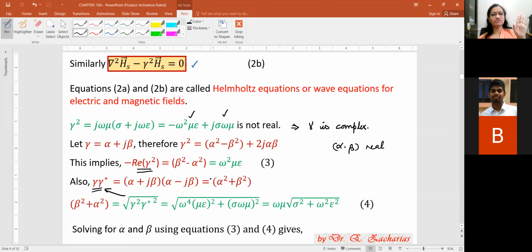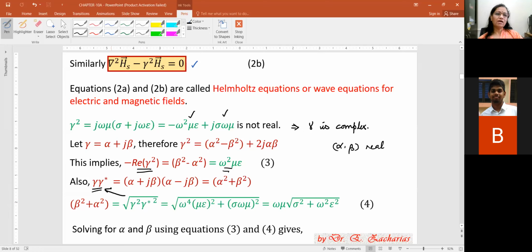The crux of it is this much. I want to get my alpha and beta. To get alpha and beta, first I'm getting beta square minus alpha square. Next I'm going to get beta square plus alpha square. Between them, I can use them as simultaneous equations and solve for beta and alpha. So here you could write your beta square minus alpha square in terms of the original properties. Similarly, we want to get beta square plus alpha square. For that, you only have gamma square, so get your gamma square and the complex conjugate of gamma square, multiply and get the under root.